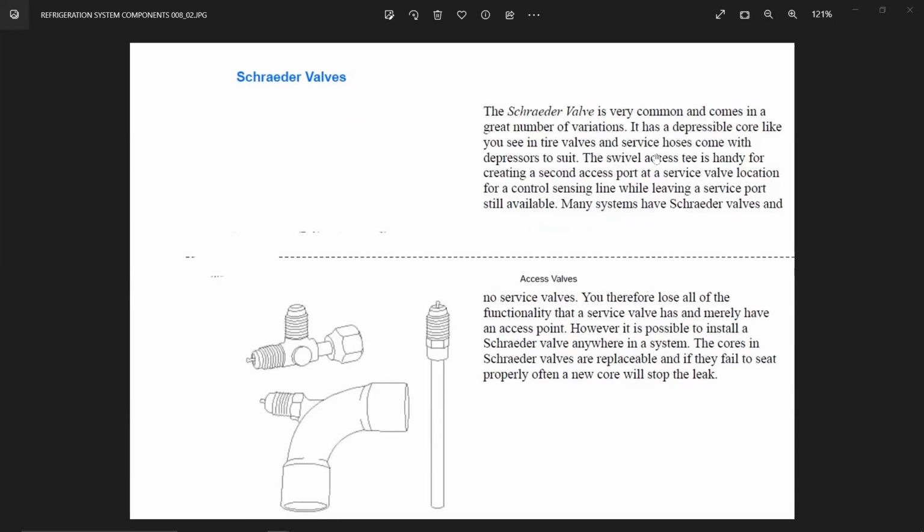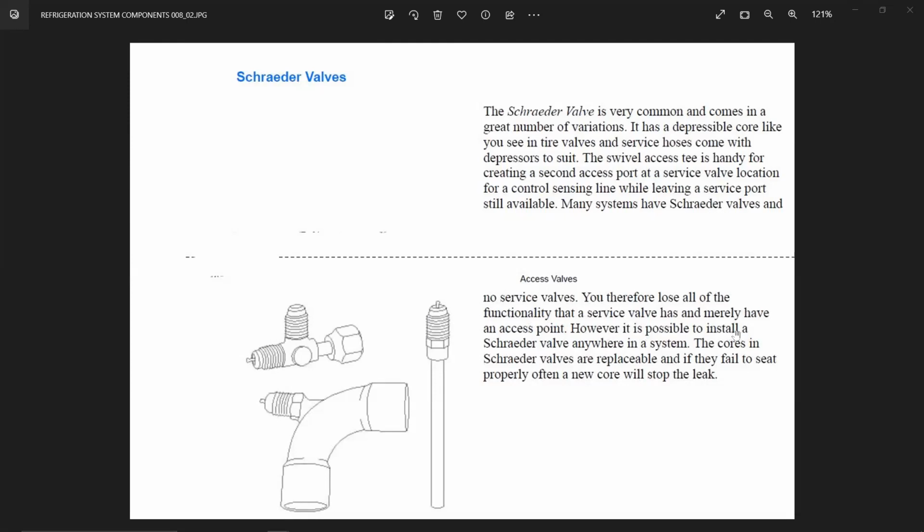The swivel acts as a T. Basically, यहाँ पे you got a swivel connection, then you got a T connection, handy for creating a second access port to a service valve location for control sensing line, which will leave a service port available. Many systems have Schrader valves and no service valves. Schrader valves are better, you don't have to worry about the valve leaking. तो this cap खोल दिया तो the valve is in a shut position. ठीक है? So there's no need for any functionality of the service valve. If you cap खोल दिया, it does not start leaking.